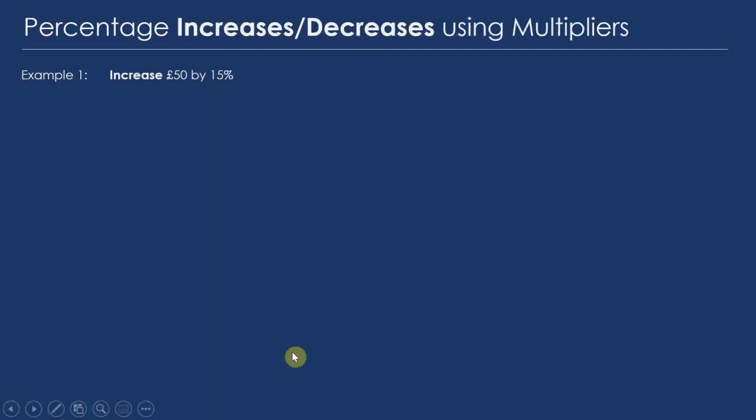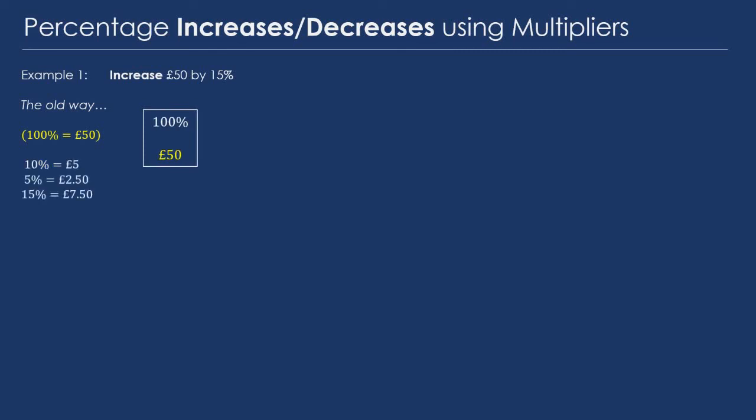Okay. This becomes particularly useful when we're trying to increase or decrease amounts by a percentage. So the old way you might have done a question like this, and perhaps still the non-calculator way you might choose to do it, is to think that 100% is £50. We need to find 15% the way we would have before, using nice chunks. Okay, and then you would add together the amounts, so £50 plus £7.50 gives us £57.50.